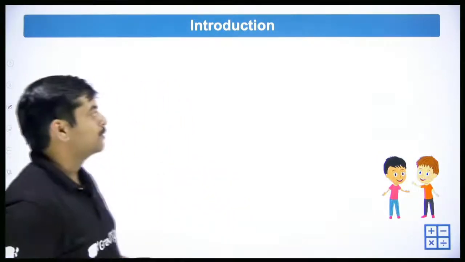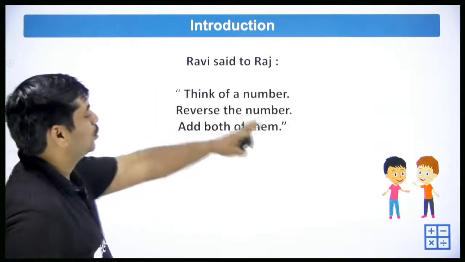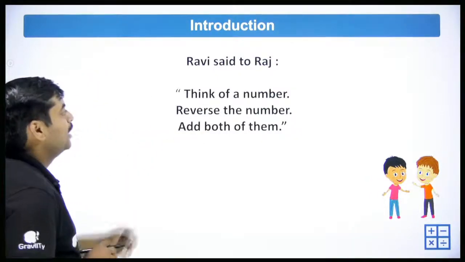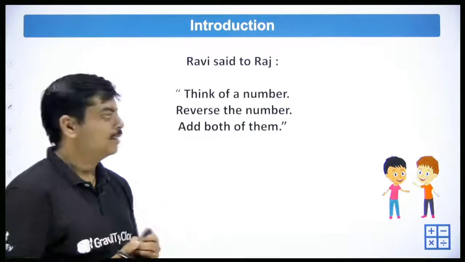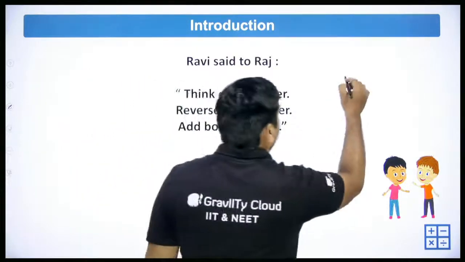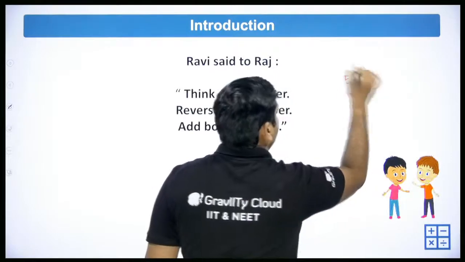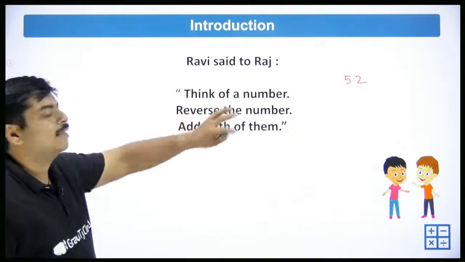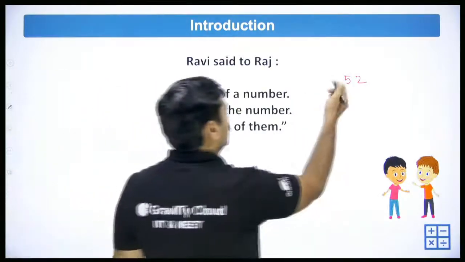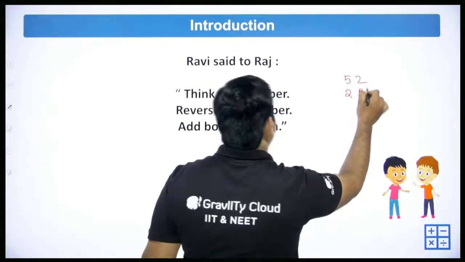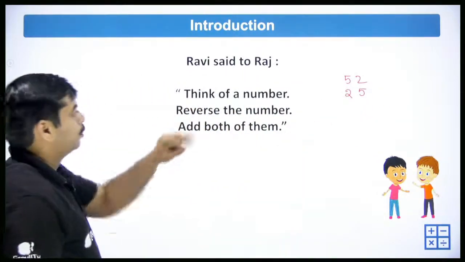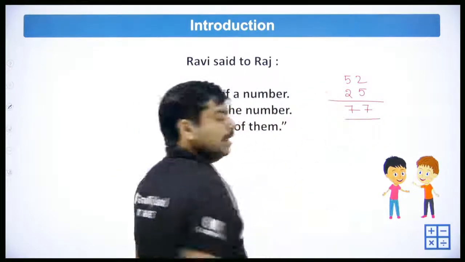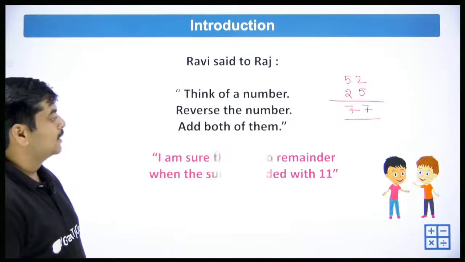Let us take one small situation. Ravi and Raj are two friends. Ravi said to Raj, think of a number. Let me think of a number, say 57 or 52. Let me say the number is 52. Think of a number and reverse it. It can be any digit number, don't worry. Here I'm taking a 2-digit number. Add both of them: 5 plus 2 is 7, and 5 plus 2 is 7. Good. Let's see what result we get.